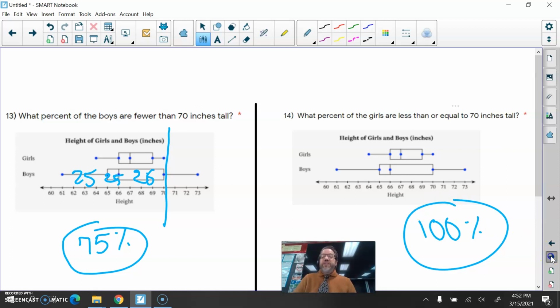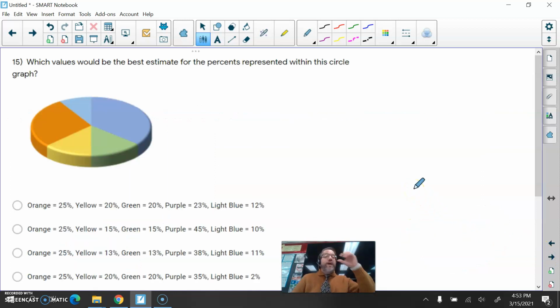And then number 15, our last question, which values would be the best estimate for the percents represented within this circle graph? I'm almost out of time, so I will have to put this in a second video. So check out that second video to see number 15.